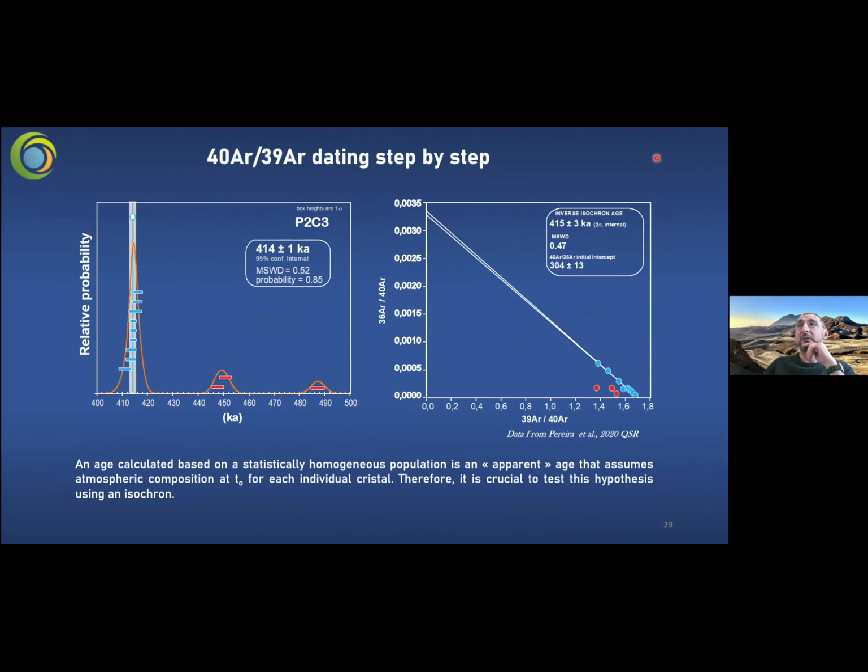This is another example. As you can see, an age calculated based on a statistically homogeneous population is also an apparent age, because each of these ages is calculated using a 40-36 ratio that is atmospheric. So once again, you have to control this hypothesis using an inverse isochron. As you can see, all these grains align, and the intercept that you obtain here is atmospheric within uncertainty. Okay?